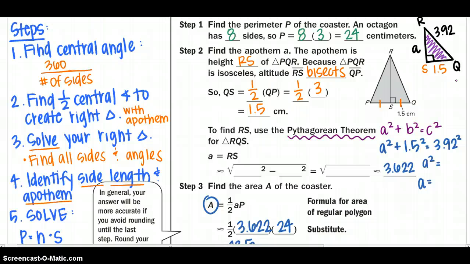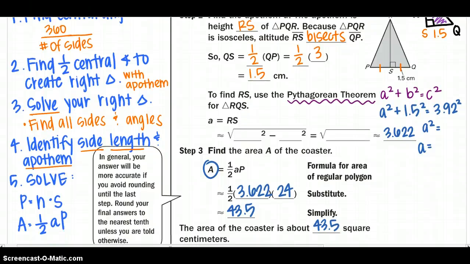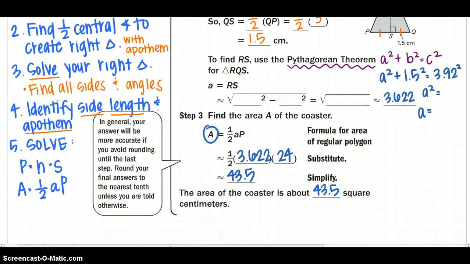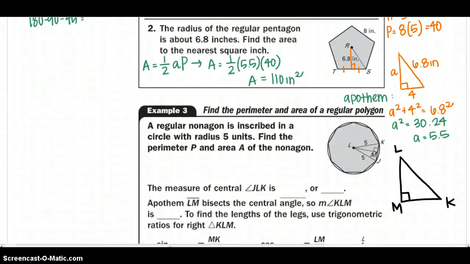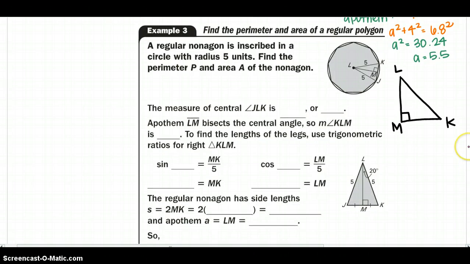Step 4, identify your side length. That way you can put that into your equation, along with your apothem. And then step 5, the last step, solve for that perimeter and then plug that perimeter and your apothem into your area equation. So using those steps, let's go down to example 3.